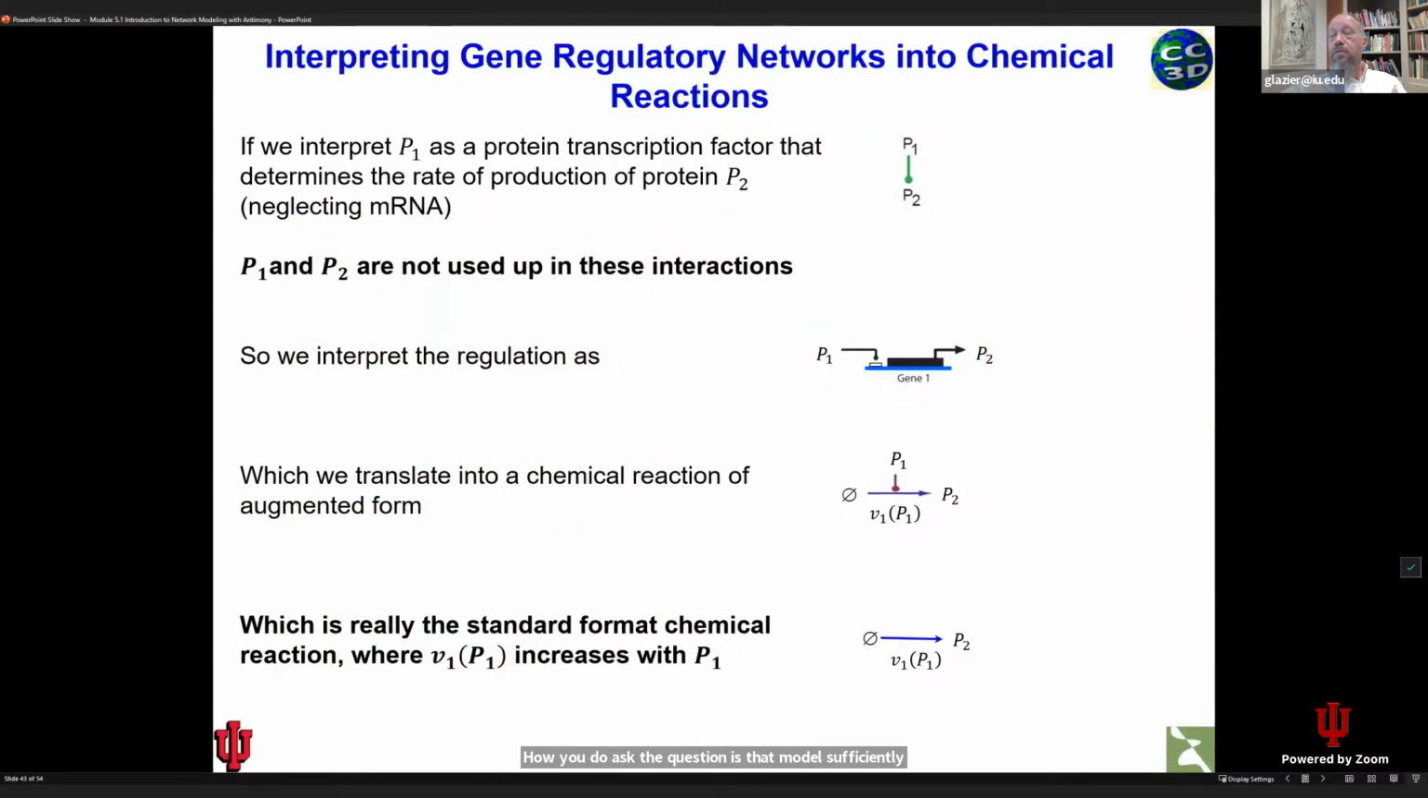Okay, if we want to do interpretation, you'll often see a diagram like this. P1 promotes the production of protein P2. At a minimum, we interpret that as P1 binding to a promoter site, turning on the transcription of gene 1, which then produces an RNA that's translated into P2. That's represented as a chemical reaction of nothing goes to P2, regulated by P1, which again is nothing goes to P2 with a rate that depends on P1.